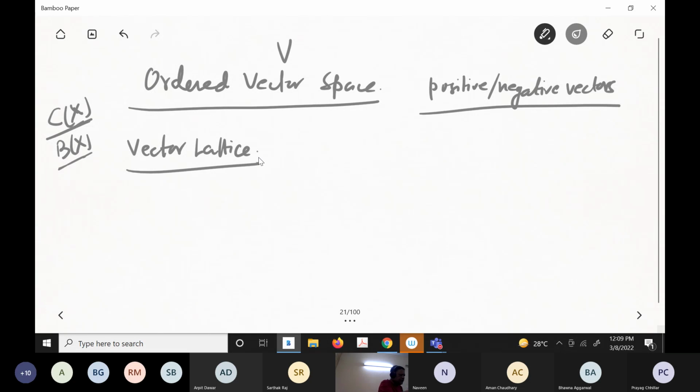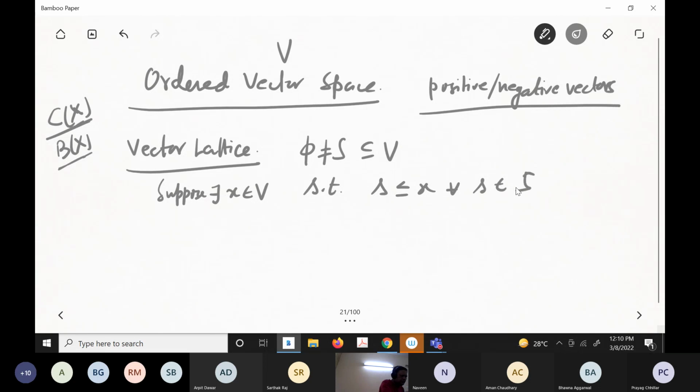Okay, so vector lattice. Since they are telling it briefly, I am explaining what I mean. Suppose you have S, a non-empty subset of V, in the ordered vector space. Whether it belongs to S or not is a different thing. Suppose there exists X belonging to V such that S is bounded by it. Look, this makes sense because I have this relation.